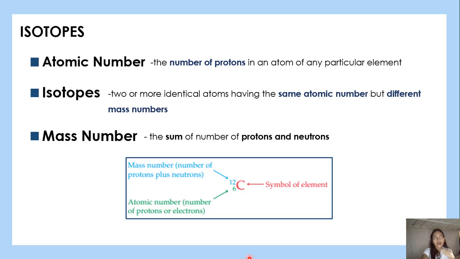So since all atoms of the same element have the same number of protons, usually the subscript, the atomic number, is removed when writing the symbol of an element. So let's proceed to the periodic table of elements.